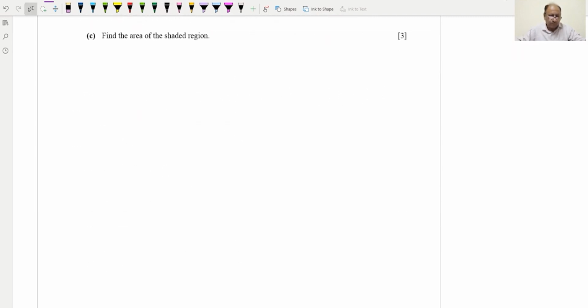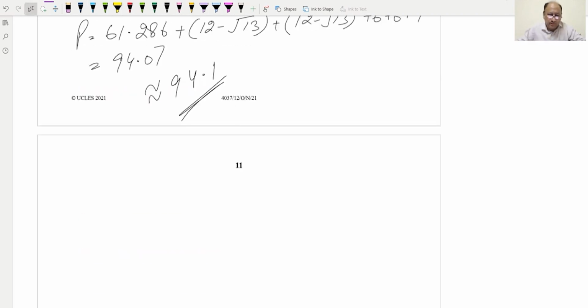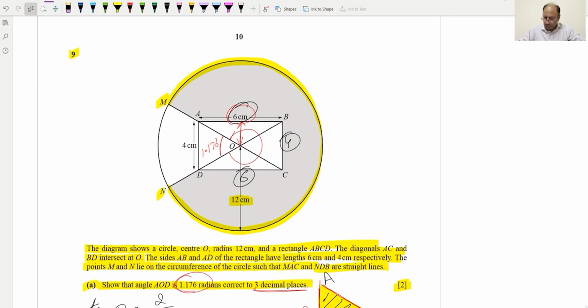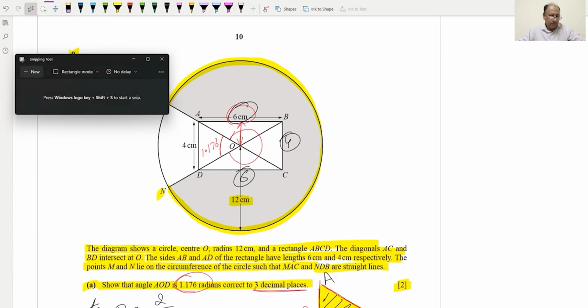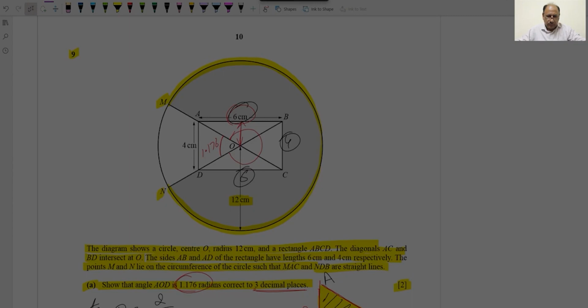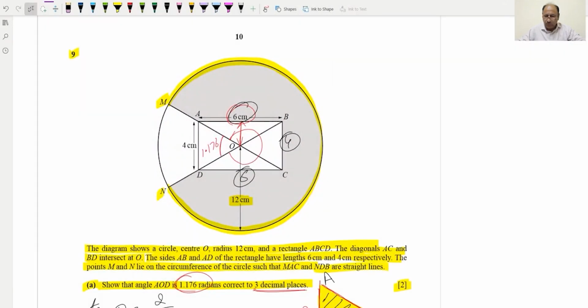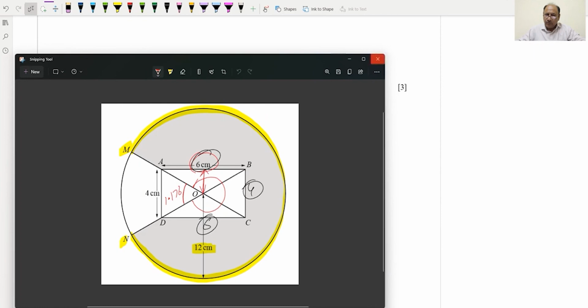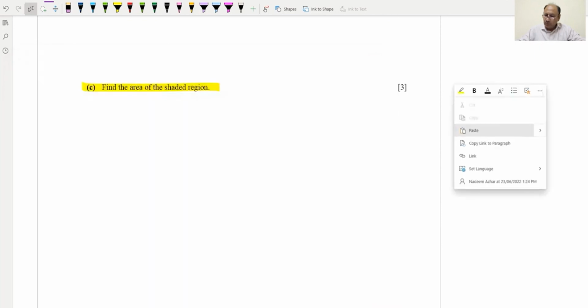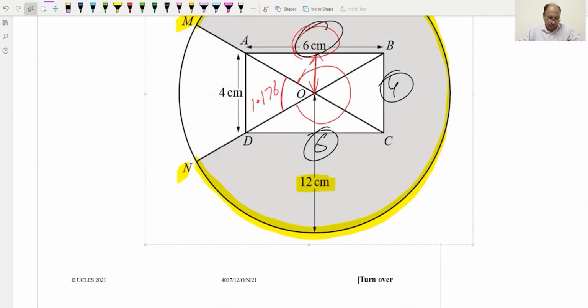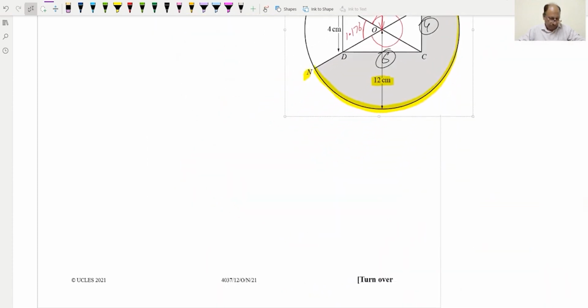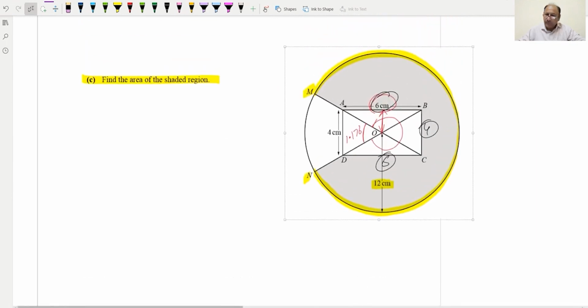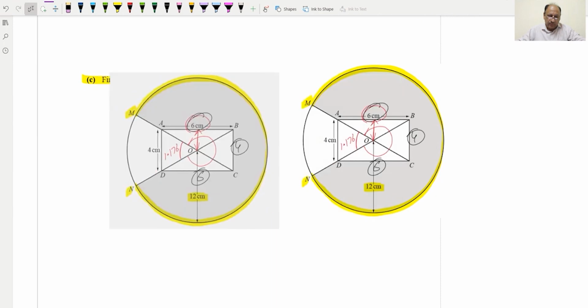Hopefully you understood this. And then here comes the C part, and C part says find the area of the shaded region. So we can find the area of the shaded region. I'm taking this diagram so that we can use this, and we can reduce the size, and this will be the diagram for which we require the area.